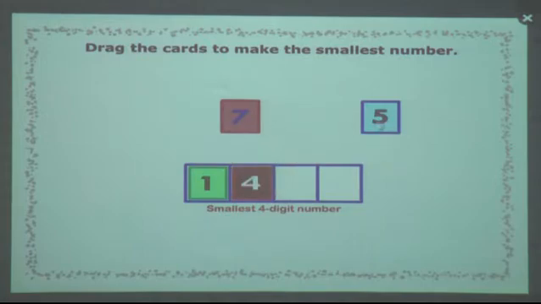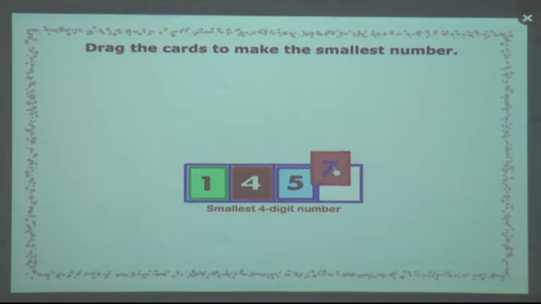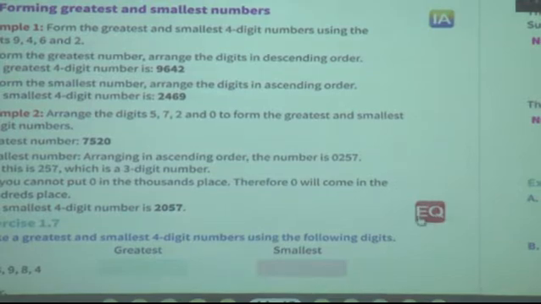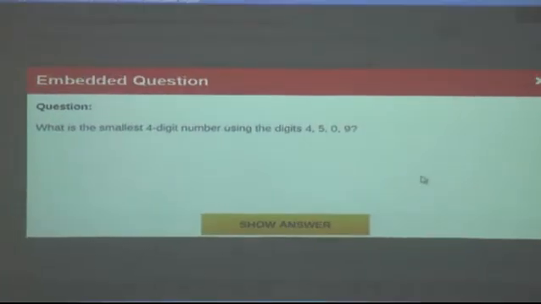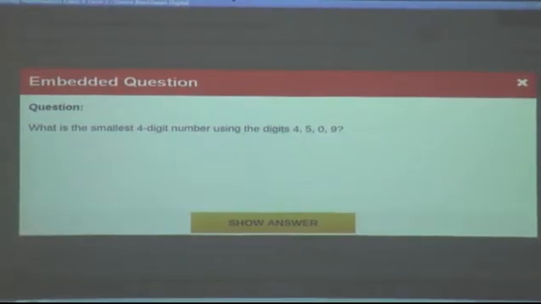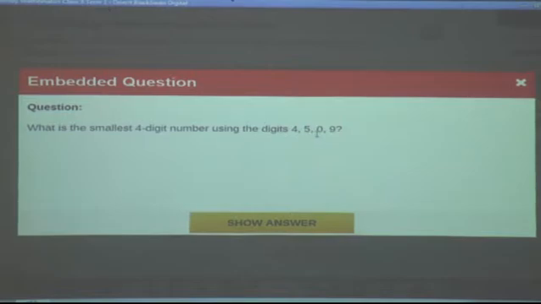Now, only 2 numbers are remaining. In these 2 numbers, which one is smaller? Yes, 5 is smaller than 7. So, we will take 5. And finally, we will take the greatest number, that is 7. So, this is our smallest 4-digit number. Which is the number? 1457 is our smallest 4-digit number. Now, I will ask you one question. Read this question carefully. What is the smallest 4-digit number using the digits 4, 5, 0, 9?